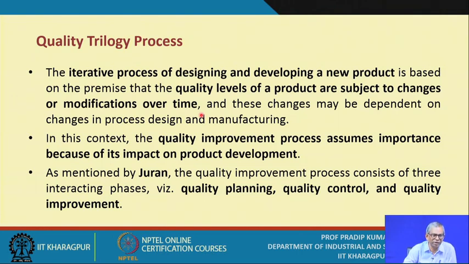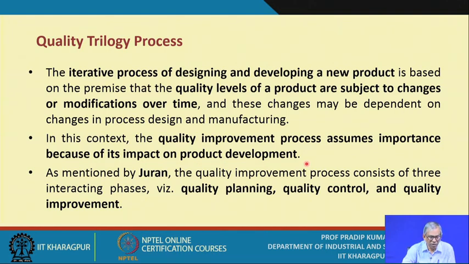Is it okay? So nothing is static. That means today's set, or say the level of quality, must change tomorrow, and it's constantly changing. One reason is that the design of any product can never become matured. New kinds of designs are constantly evolving as the technology changes. So obviously these changes may be dependent on changes in process design and manufacturing. In this context, the quality improvement process assumes importance because of its impact on product development.